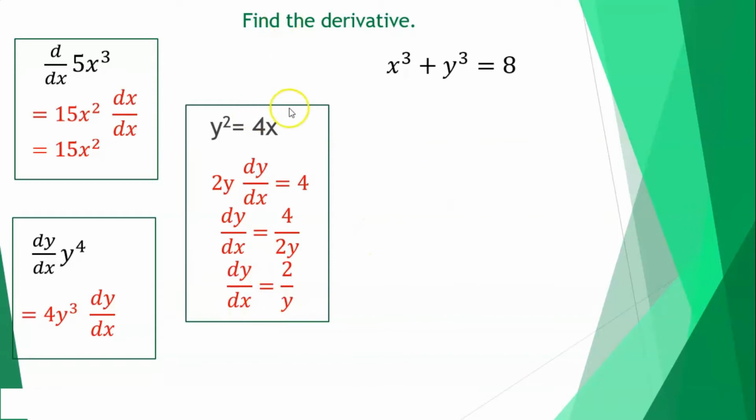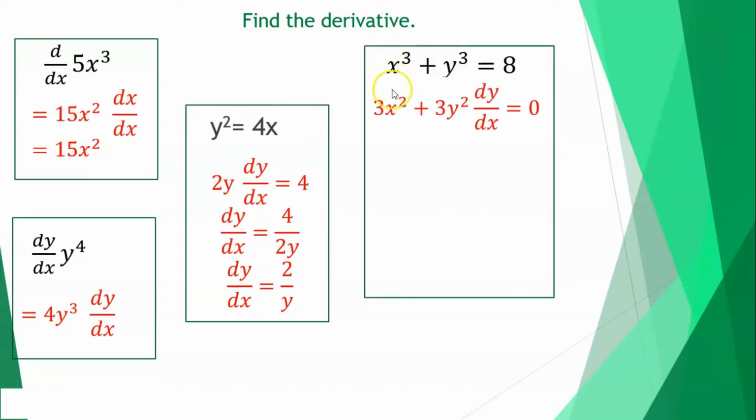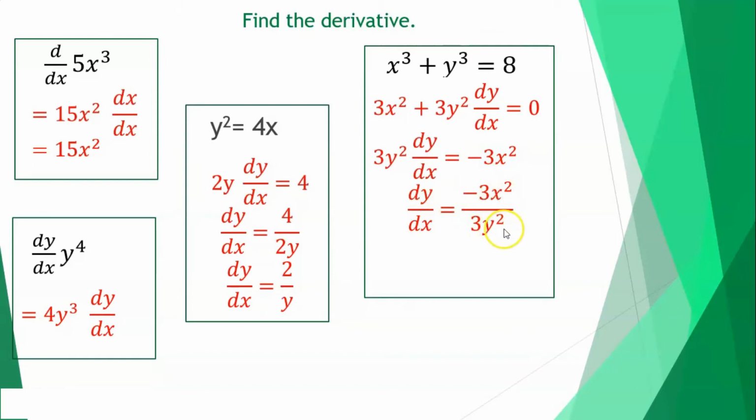Another. Find the derivative of x cubed plus y cubed is equal to 8. Given this, the derivative of x cubed is 3x squared. The derivative of y cubed is 3y squared times the derivative of y with respect to x, and the derivative of a constant is 0. Now at this point, we will transfer 3x squared to the other side, so that would become negative 3x squared. Dividing both sides by 3y squared, we end up with dy/dx equal to negative 3x squared over 3y squared. Since we can cancel 3, the final answer here is dy/dx equal to negative x squared over y squared.